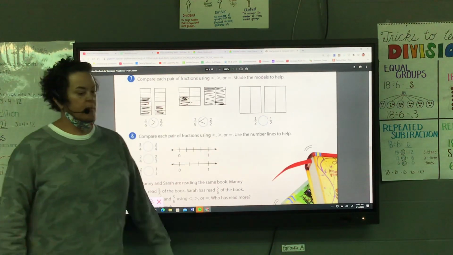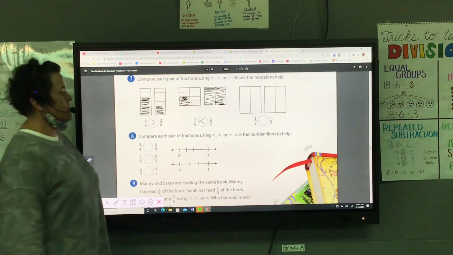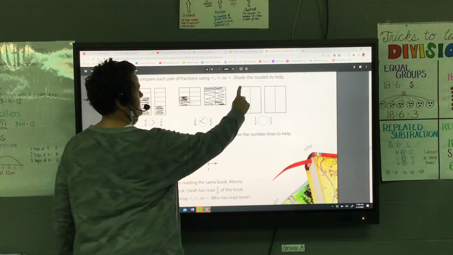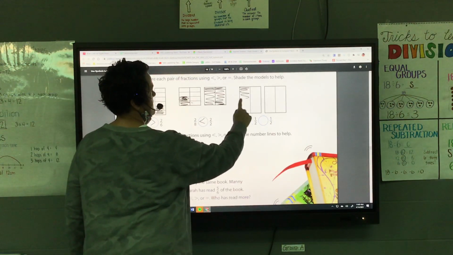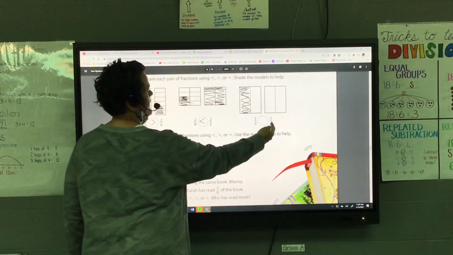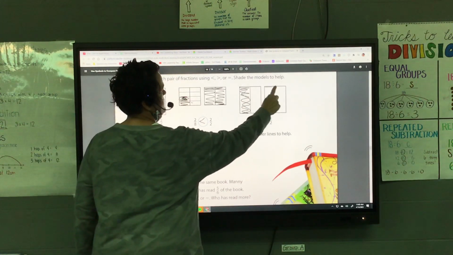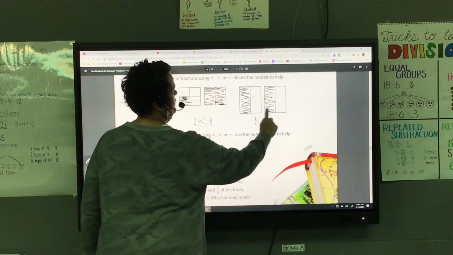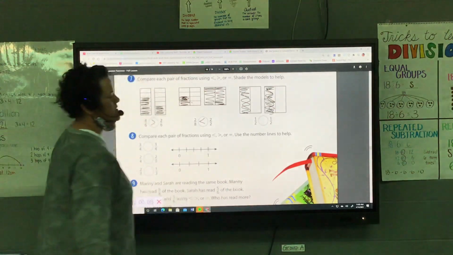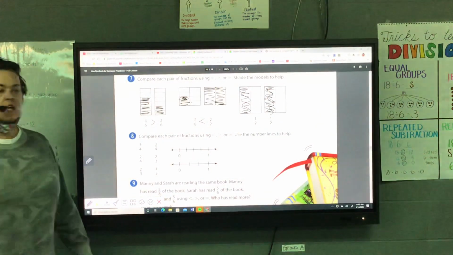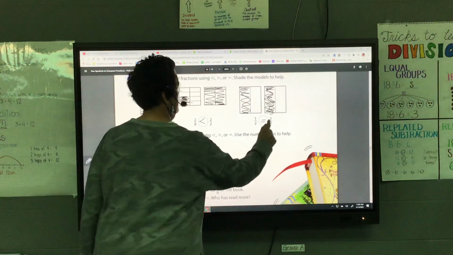Okay, look at this last one. 1/2. So how much of this one do I need to shade in? 1. What about over here? Also 1. What do you notice about those 2 models? They are equal to each other.